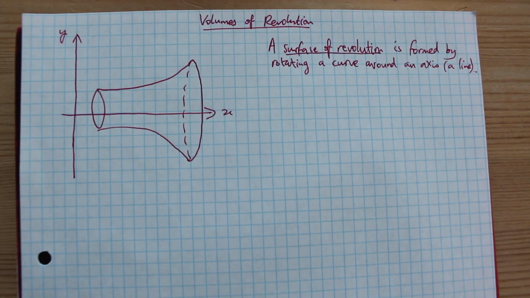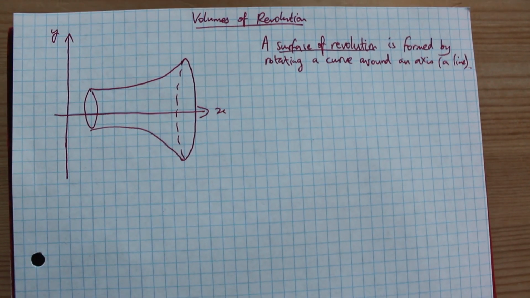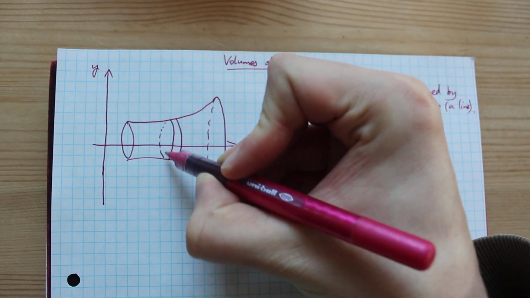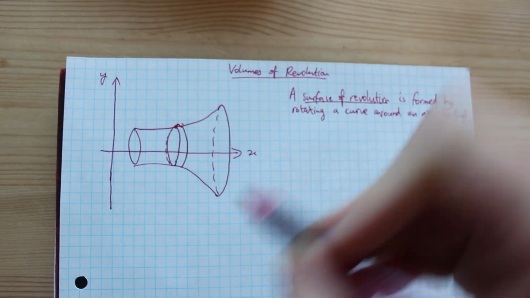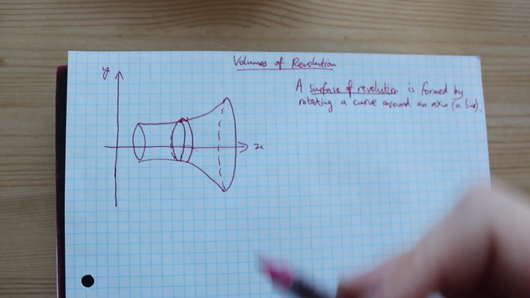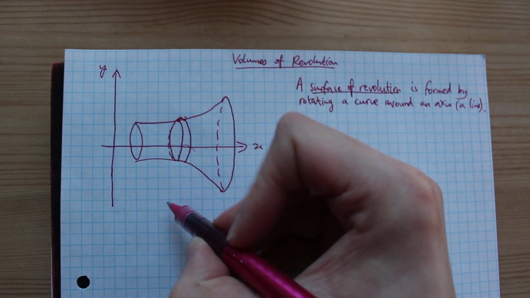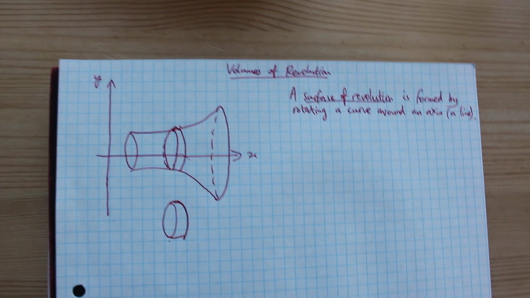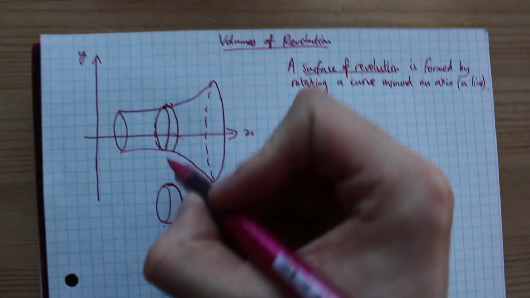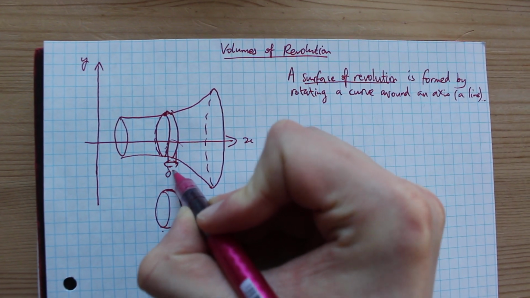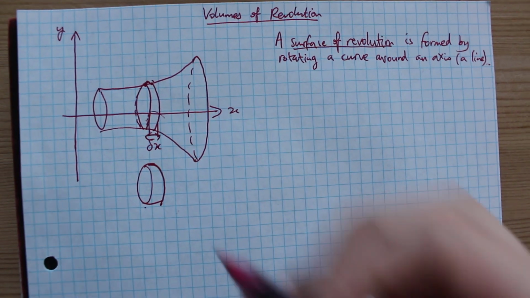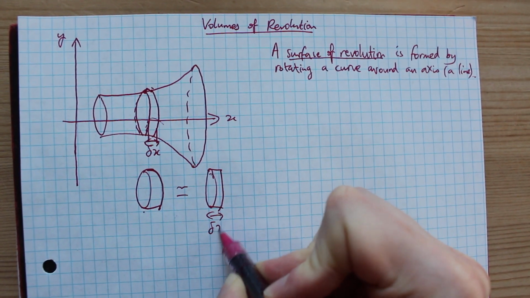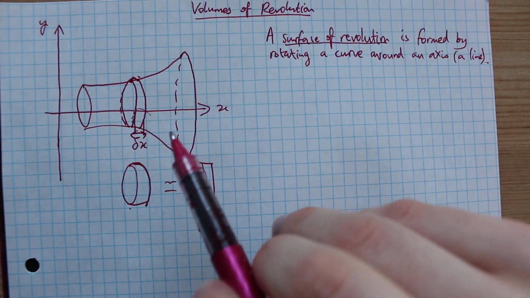Well, if we consider breaking this 3D shape up into lots of small little pieces, so if we take a piece like this here, and chop this up into lots of little pieces like this, then I'll just draw one of these pieces. I've redrawn this piece here, and if we let this width be delta x, we can approximate this by a cylinder. So this is approximately a cylinder of height delta x. And then what is the radius of this cylinder?